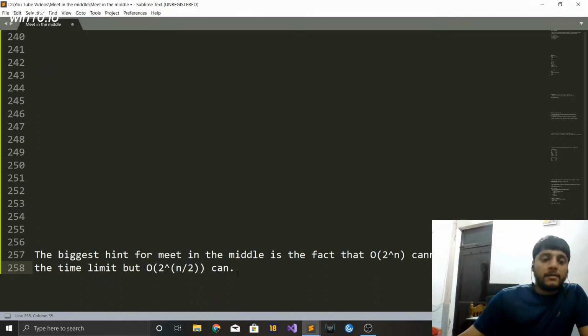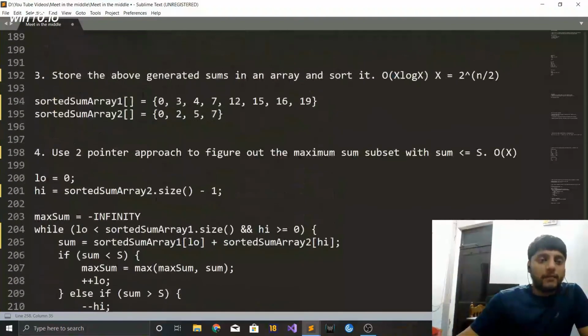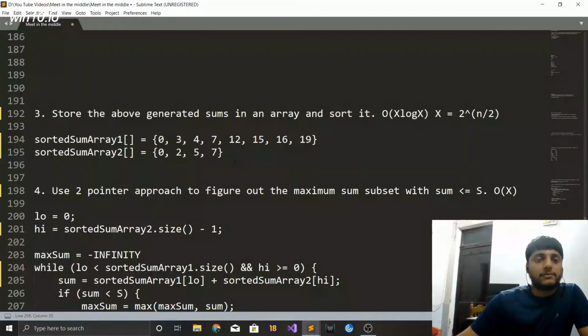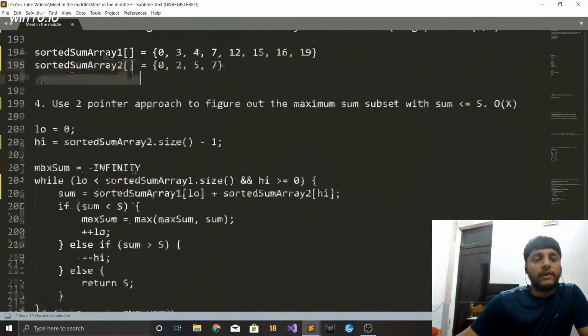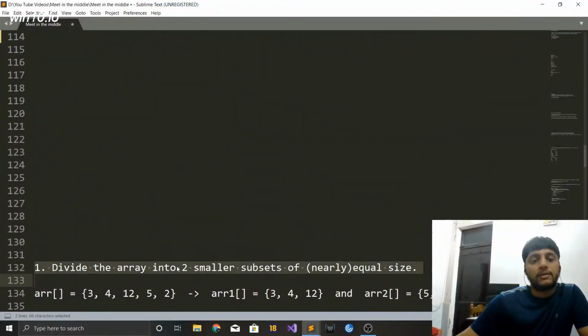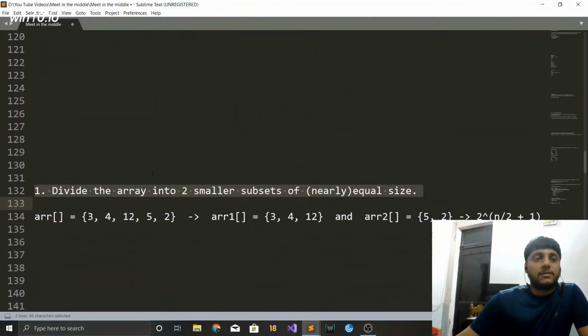Okay. So, I mean, apart from this, we did not do anything related to meet in the middle algorithm in this particular case. So we did sorting, we did two pointer, but the only step for meet in the middle algorithm was dividing the array into two small arrays of nearly equal size. So I mean, this algorithm is very simple. It just has a fancy name.